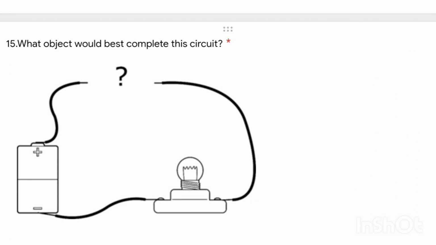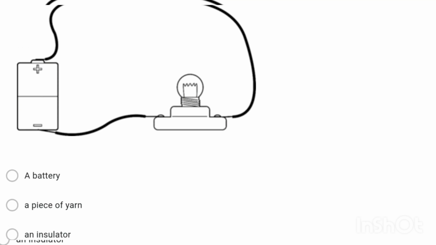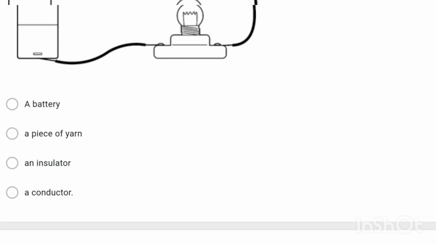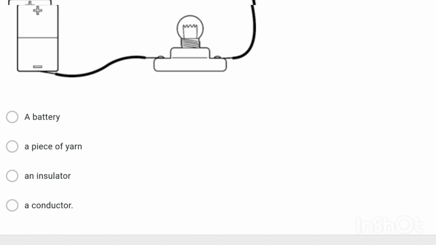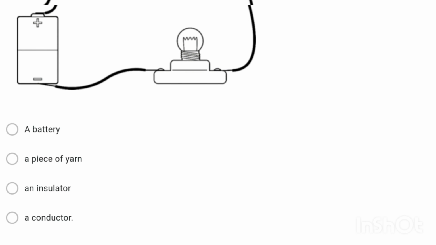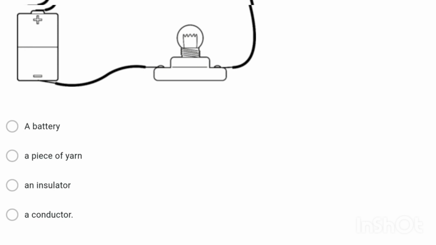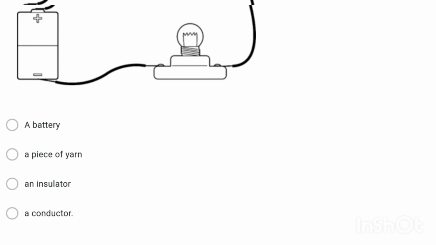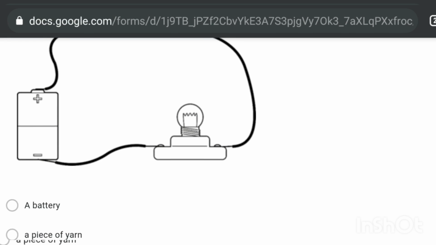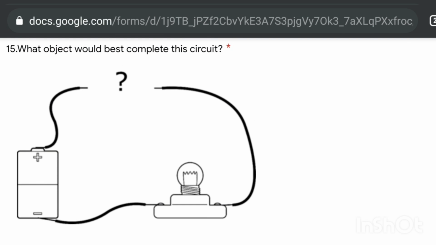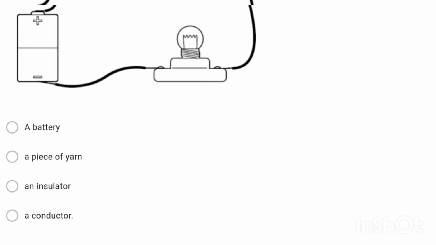Let us see this question. What object would best complete this circuit? If you look at the circuit, there is a cell, there is a bulb and connecting wires. So what should be the best one? If we see the options: a battery, a piece of yarn, an insulator and a conductor. The battery is already there. A piece of yarn will be insulating, so it won't be able to complete the circuit. An insulator will also work in the same way, because it will not be able to complete the circuit. But if we put a conductor there, then that will help complete the circuit and the bulb will light. So the correct option will be conductor.